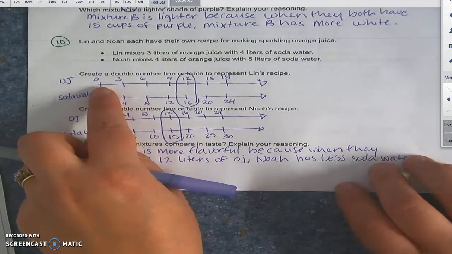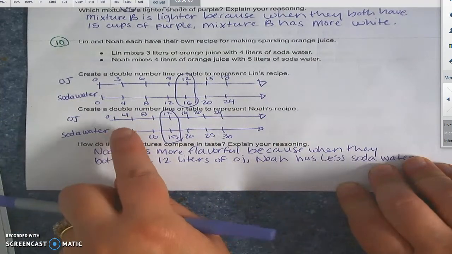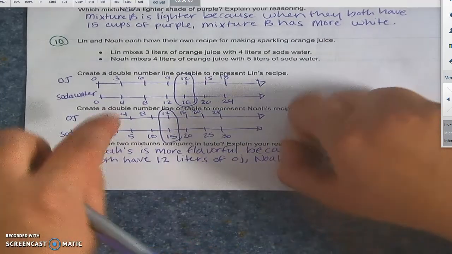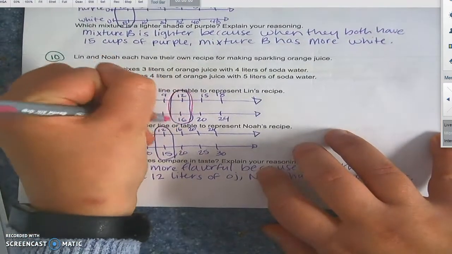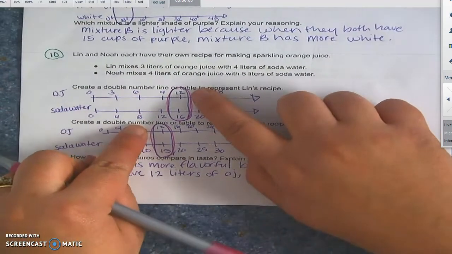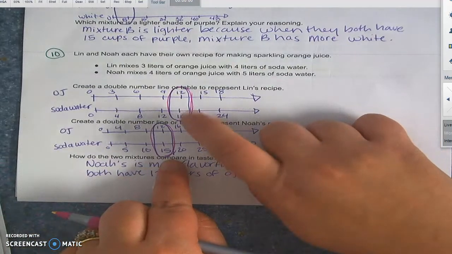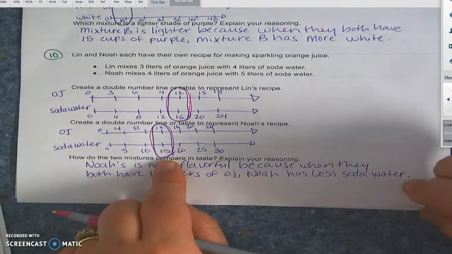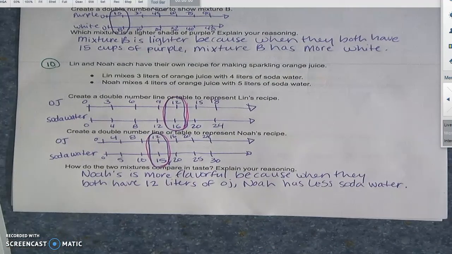For Lynn, the OJ was going by 3s and the soda water was going by 4s. For Noah, the OJ was going by 4s and the soda water was going by 5s. I saw that they each had a spot where the orange juice was 12 liters. So that's how I can compare, because when they both have 12 liters of orange juice, Lynn has more soda water, Noah has less soda water, so his is going to be a little bit less watered down. His is going to be a little bit more orangey or flavorful or whatever we want to call it.